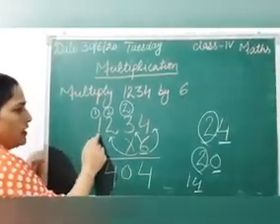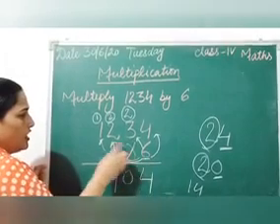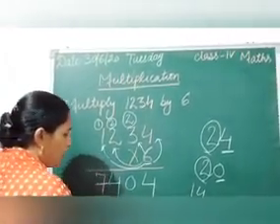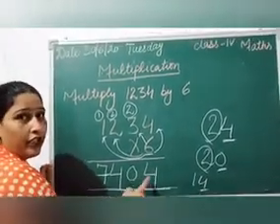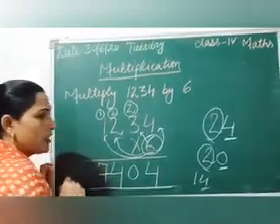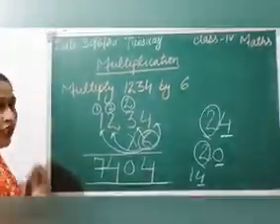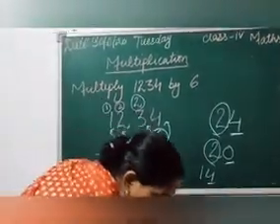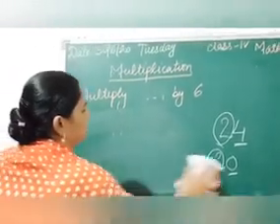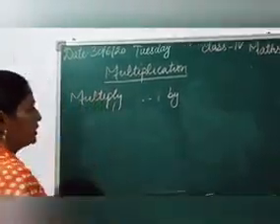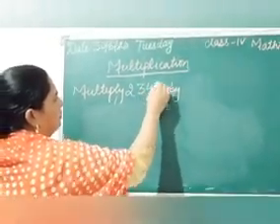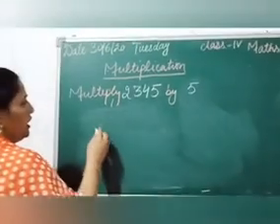Now 6 1s are 6 and this 1 will be added, it will become 7. So here we got 7404. Here we have done the multiplication with one digit. Like this you will do this multiplication. Now see one more example relating to this, multiplied by 5.